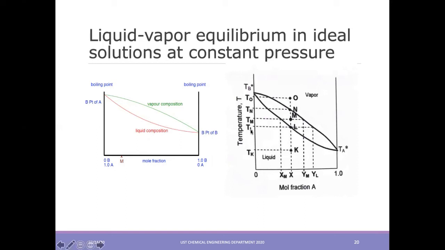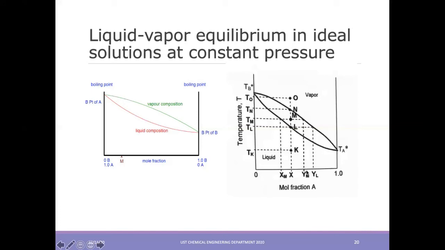What happens in our mixture? It starts to form a vapor. A trace of vapor will finally appear that has the composition, extending the tie line here, Y sub L. If the temperature is further increased to temperature T sub M, represented at this point, the mixture will split into liquid and vapor. In terms of point M, extending the tie line, we have X sub M here and Y sub M in the vapor phase.